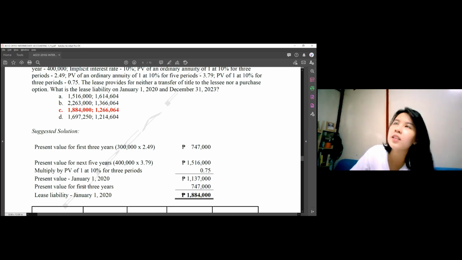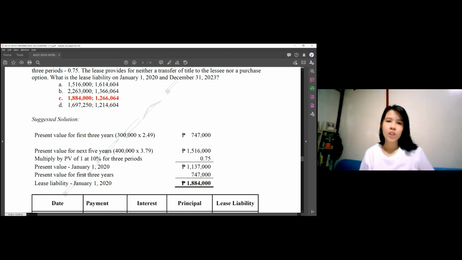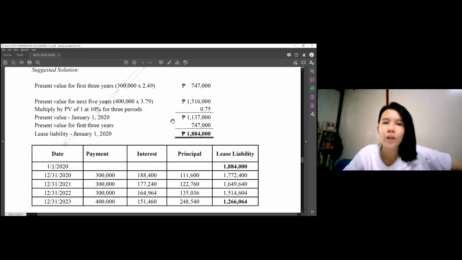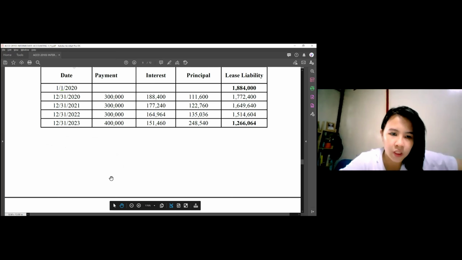So, this is upon completion of the first 3 years. Okay, so we will need an amortization table. So, of course, first things first, let's put on top the lease liability as of January 1, 2020. So, ayan. Nakalist down dyan. Continue ba siya? Hindi na. Hanggang dito lang. Hindi niya tinapos lahat ng years.